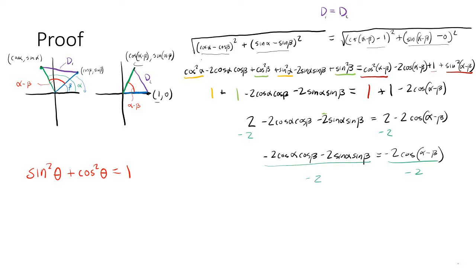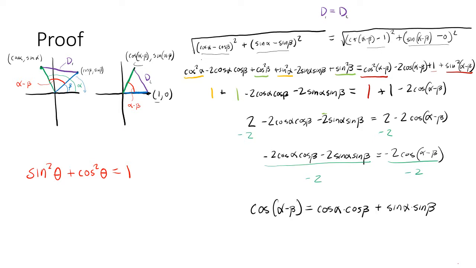Dividing both sides by negative 2, you will end up with, and I'm just going to write this the other way, the cosine of alpha minus beta is equal to the cosine of alpha times the cosine of beta plus, right, negative 2 divided by negative 2 is positive 1, right? So these are now positive. Sorry, not cosine. Sine of alpha times the sine of beta.